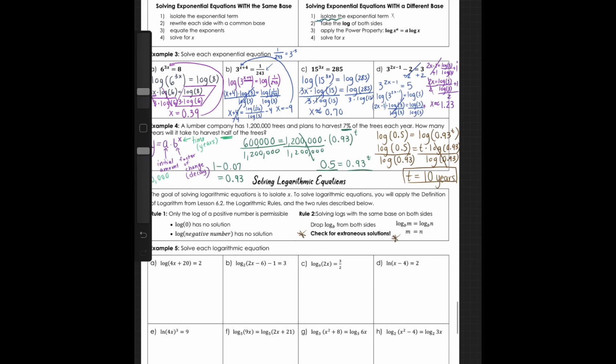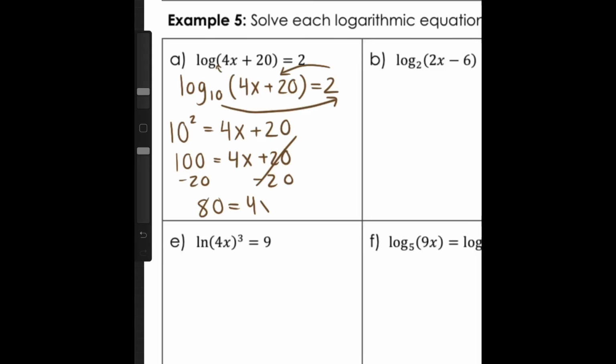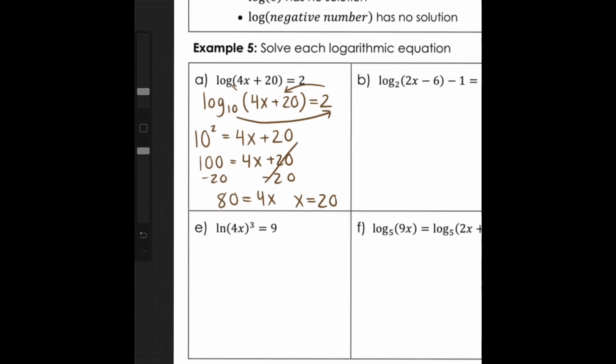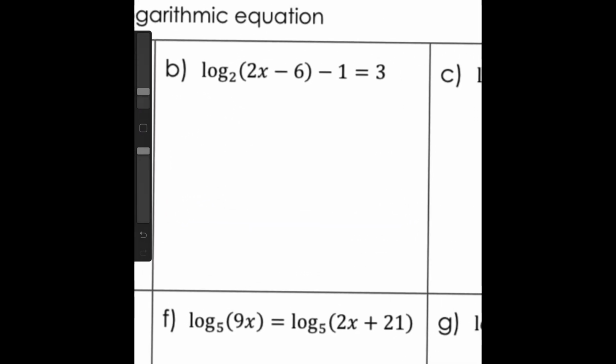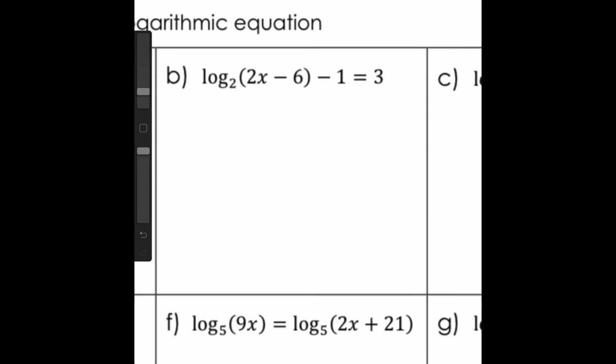So on this one, I'm not sure why it just shows the answer, but basically what happens here is you have to put the log's base in, and then it's going to be 10 to the second power is equal to the inside. And then you just have a basic linear equation to solve, a 3-step equation, solve for x, and then you would have to plug x back in to make sure you don't have an extraneous solution, which you don't.